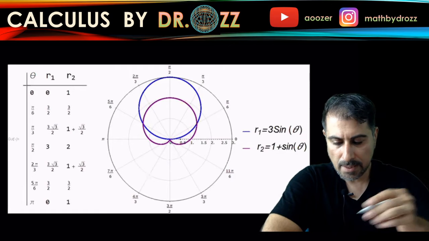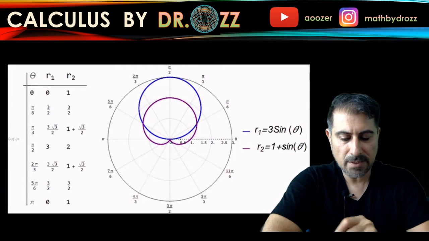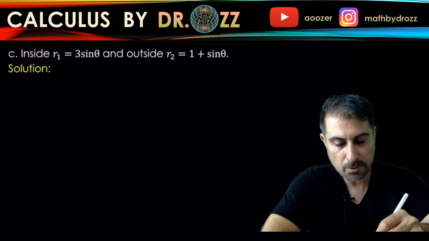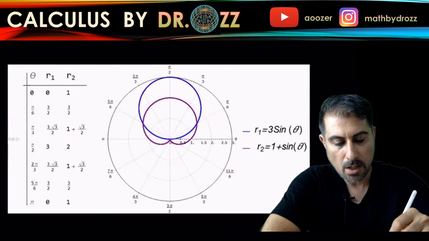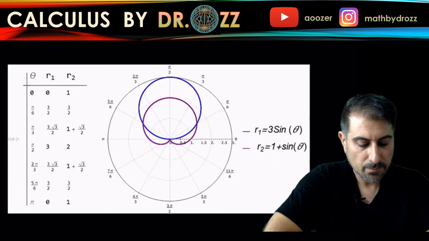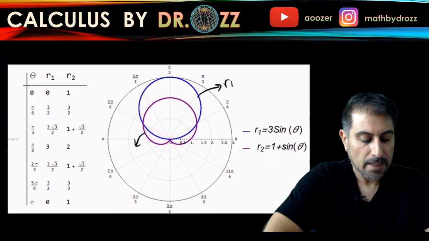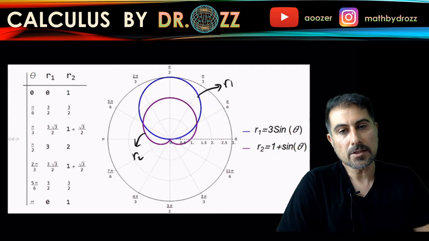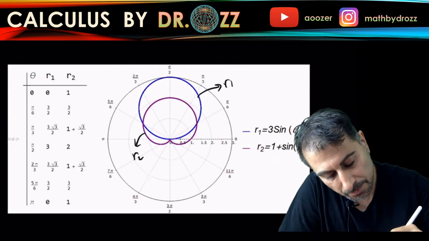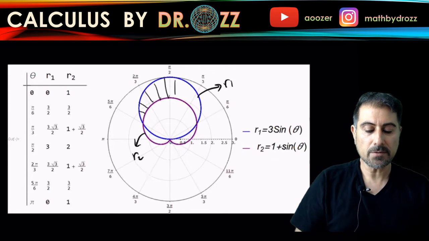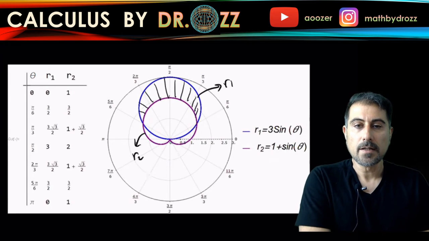Let's go back here. We have the inside of R1. R1 is the blue one, so let me also label them here. This is R1 and this is R2. Inside of R1 and outside of R2. So we're still sticking inside of R1, that's the circle, but it's going to be outside of R2. So you have the crescent shape here, the crescent region. We're going to find the area of the crescent, okay?